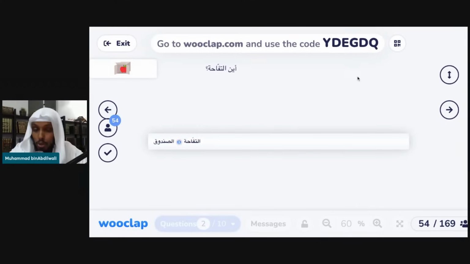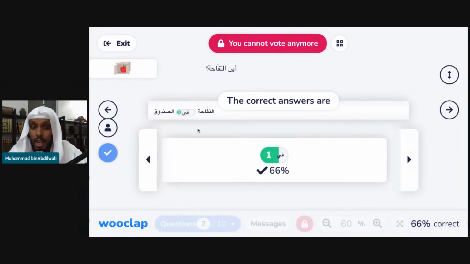So these words are only two or three letters for the most part. Type. Okay, 10 seconds. 10, 9, 8, 7, 6, 5, 4, 3, 2, 1, 0. Bismillah. نعم. في. نعم التفاحة في الصندوق.